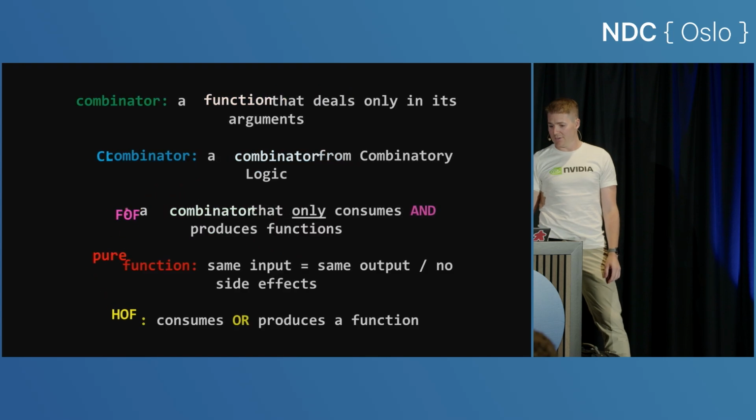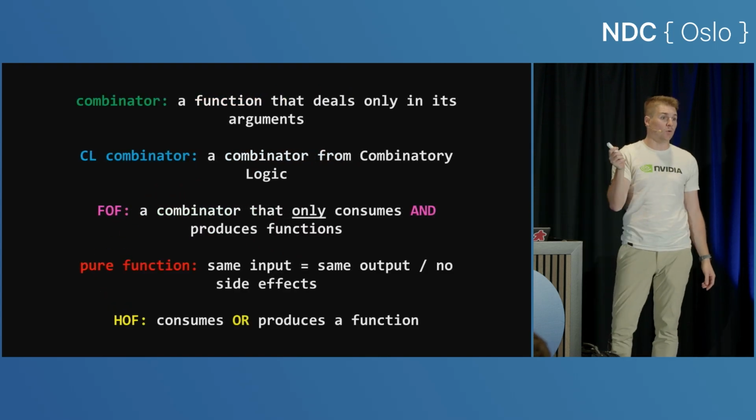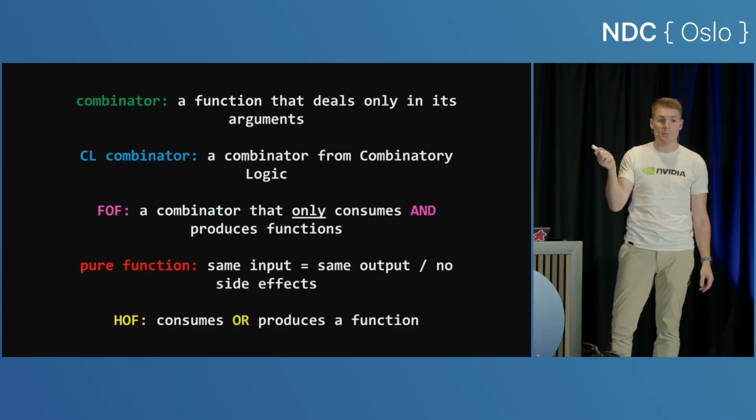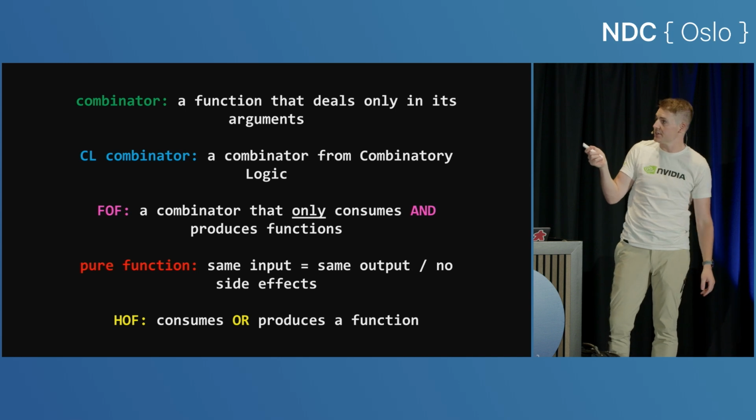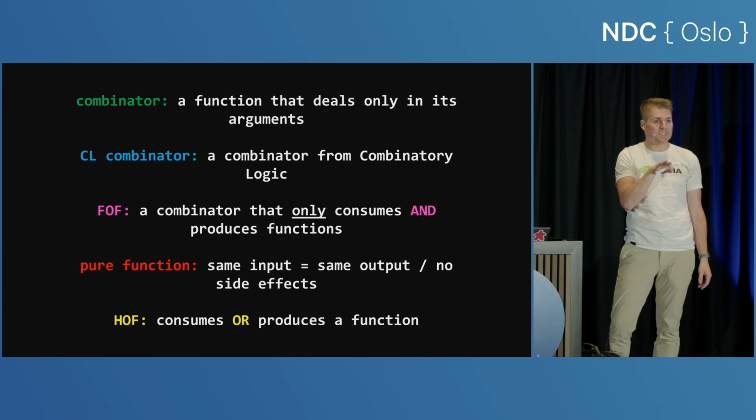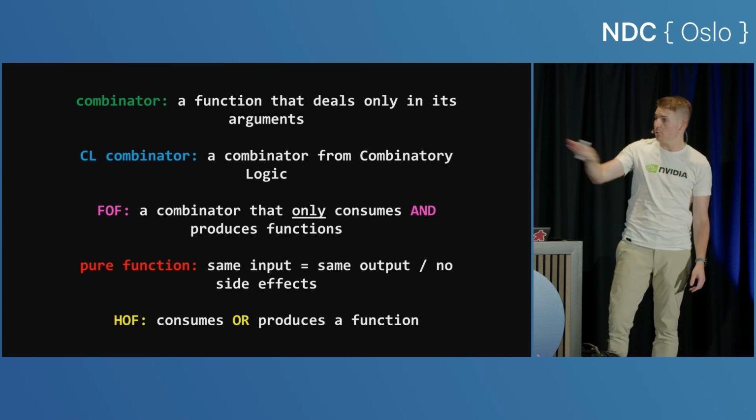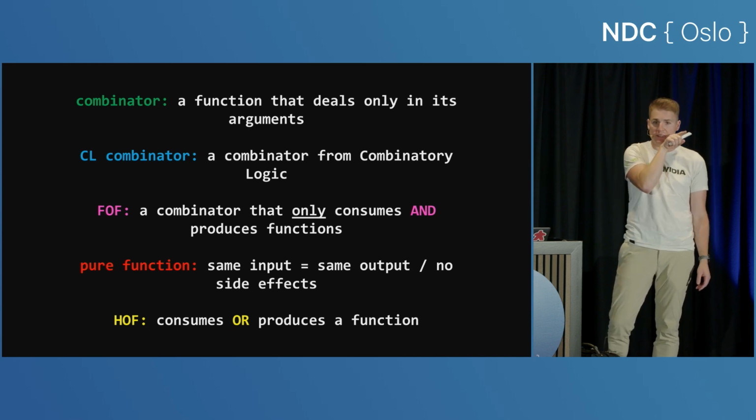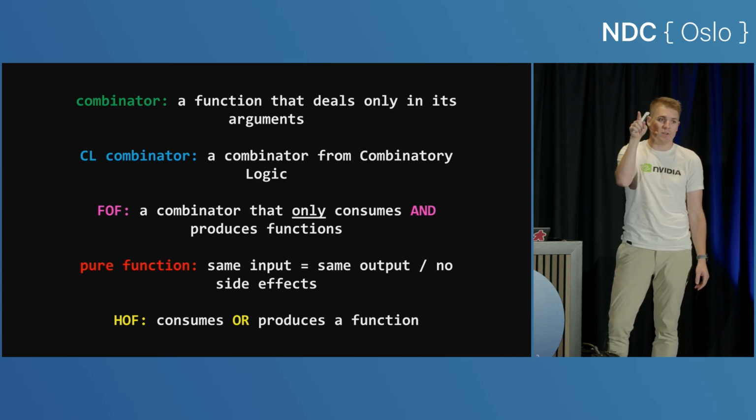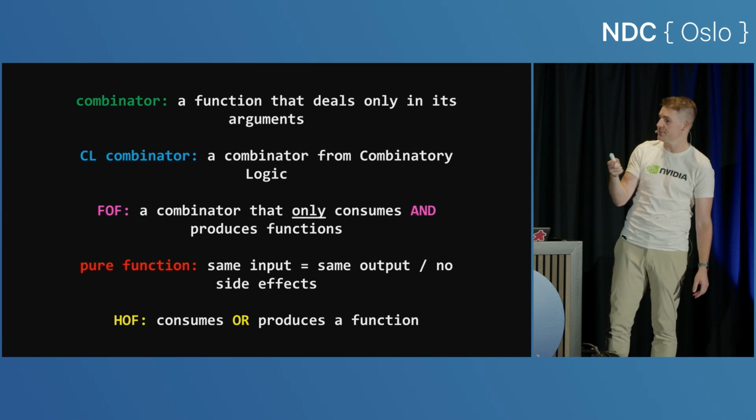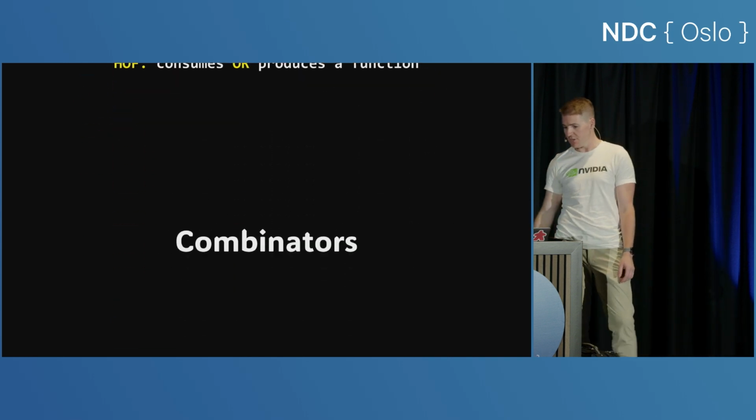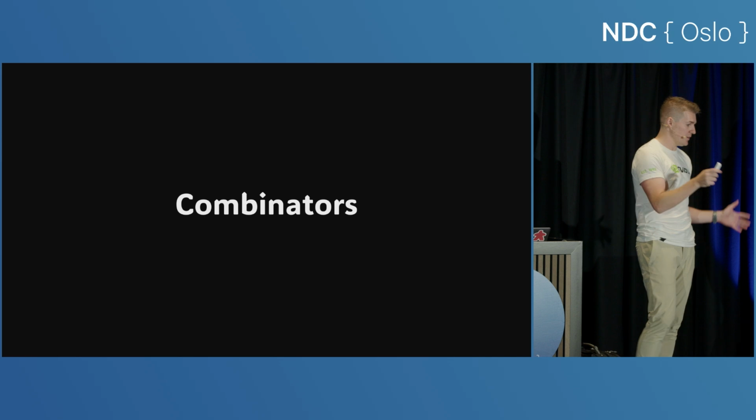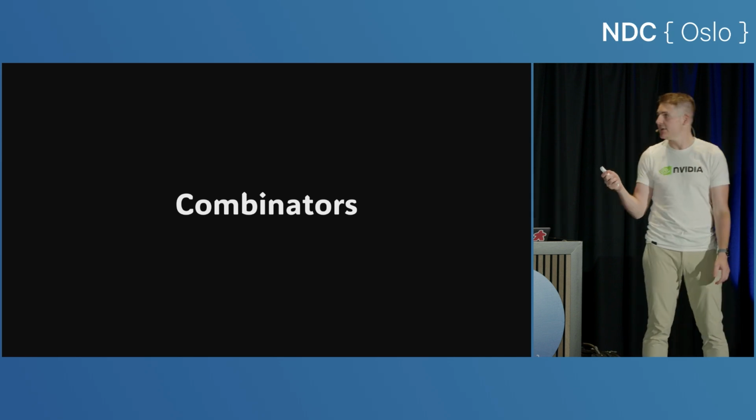So let's recap. Combinator, a function that deals only in its arguments. A combinatory logic combinator, that's just a combinator from combinatory logic. Function-only function, all its arguments are functions, and its return type is a function. You contrast that with a higher order function at the bottom, it has either or. It either takes a function as an argument or returns a function. And then a pure function, same input, same output. So, combinators. I've been talking all about combinators. You're probably thinking, what the heck is a combinator? Let's look at a couple.